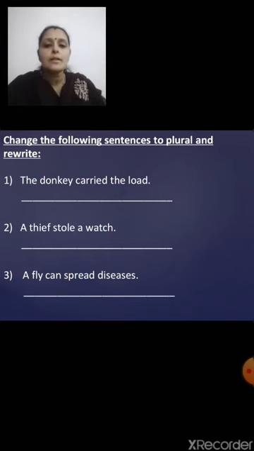The first one is, the donkey carried the load. Second is, a thief stole a watch. Third is, a fly can spread diseases. Yes, children, copy it down. Now write down the sentences in plural form. Change the nouns into plural and rewrite the sentence.